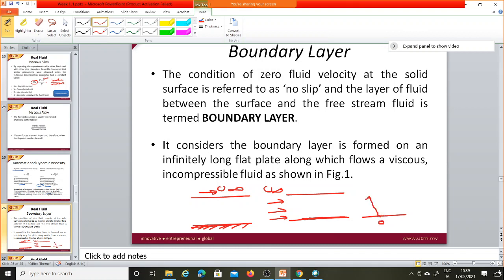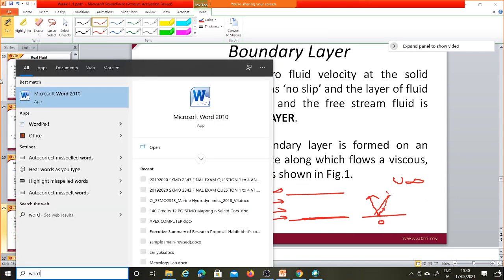On the other hand, if you move towards the center line, I try to zoom it out. Gradually your velocity will increase, and increase. It means that your velocity is not uniform, it is gradually increasing, until it reaches u infinity. So you have 0 and gradually it will increase. In case of Newtonian fluid, this increment or velocity gradient is actually linear. Better I open the Word file.